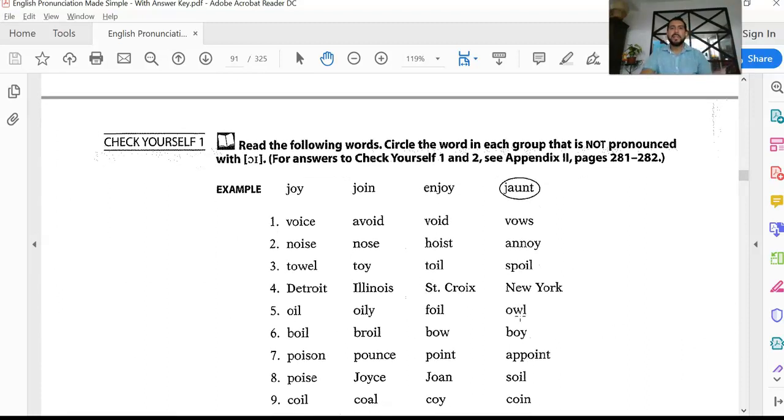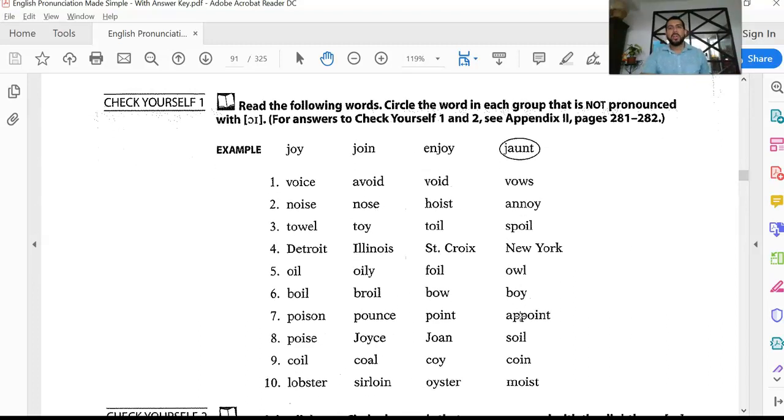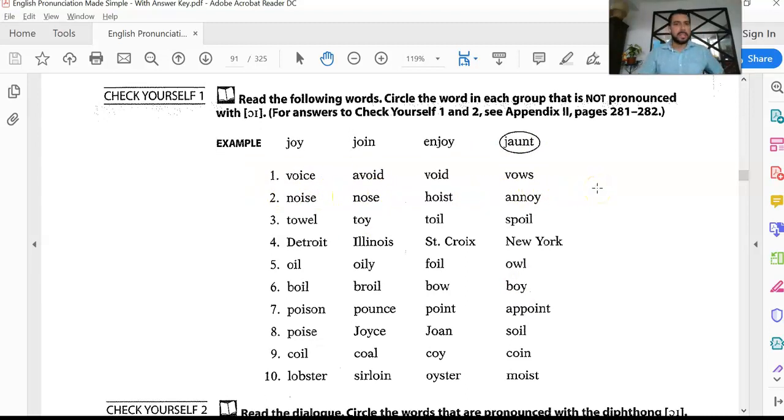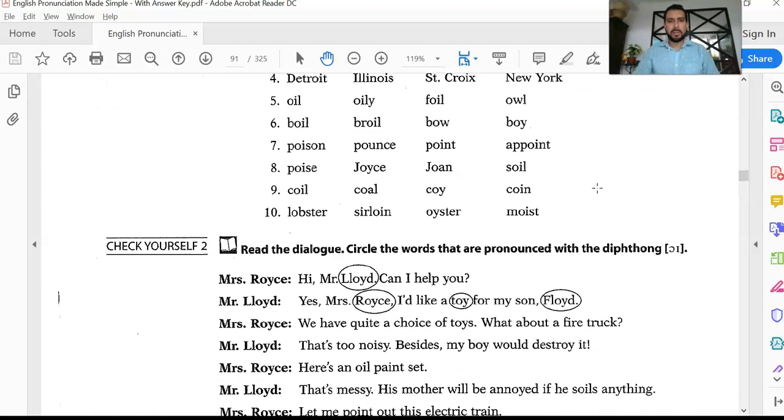And what you need to do is circle the word in each group that is not pronounced with the diphthong oi. You have joy, join, enjoy, and jaunt. Of course, you circle this one. I'm going to do the first one for you. That's a giveaway. Voice, avoid, void, and vows. So you circle the one that doesn't sound oi. Read the rest and do it all by yourselves.